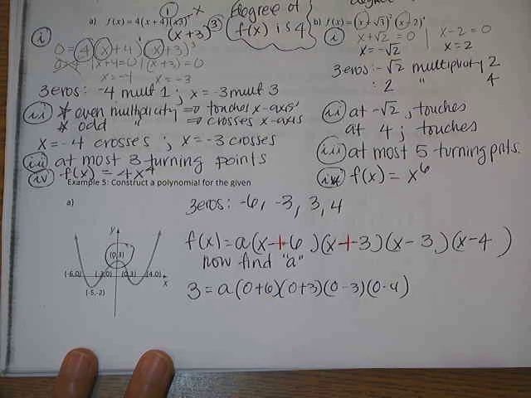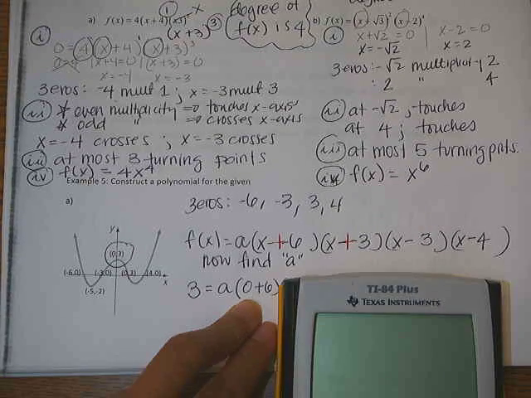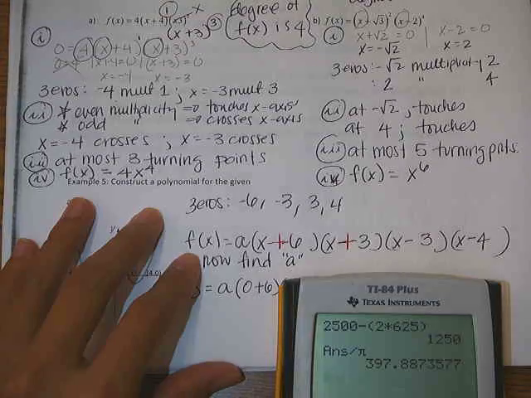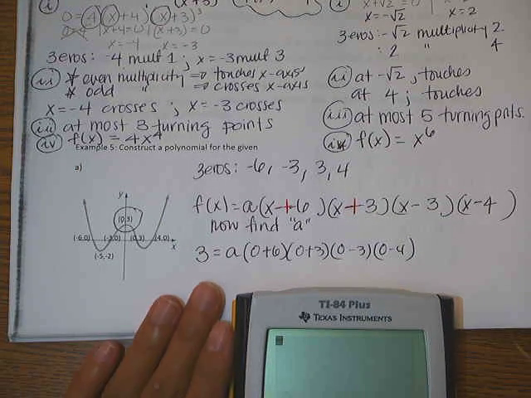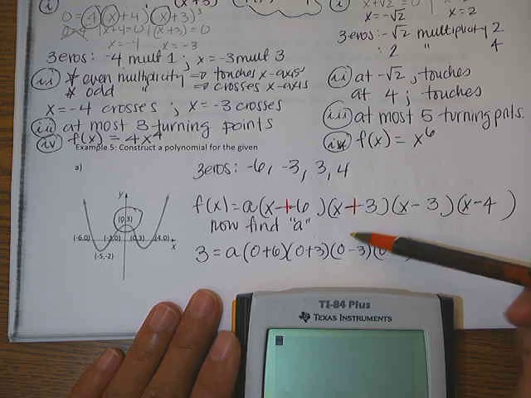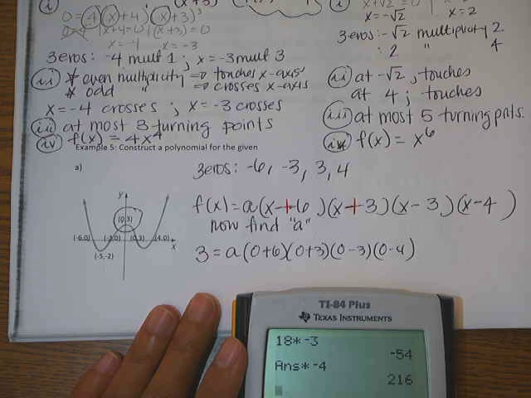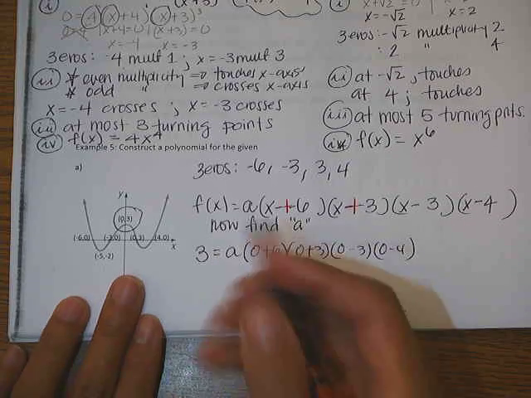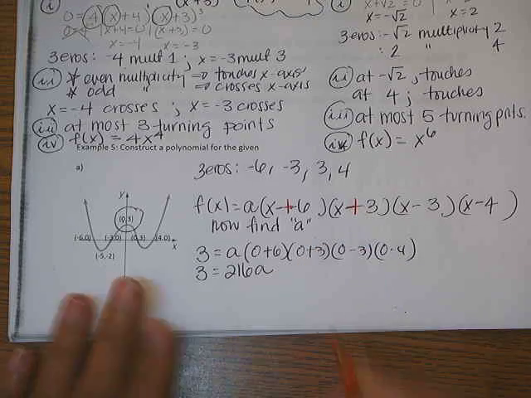So we have 3 times 6, that's going to be 18. Let's bust out my friendly calculator just to see if I can do the math right. So 18 times -3. So here we go. 18 times -3, -54, then times -4. So currently we have a positive 216. Okay. So 3 equals positive 216 times A.